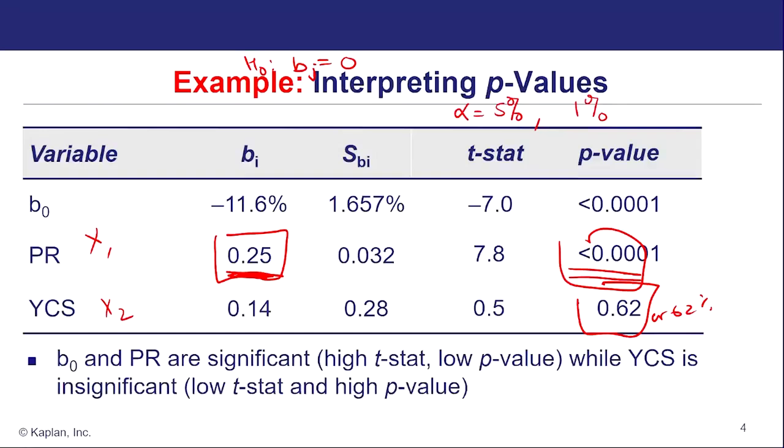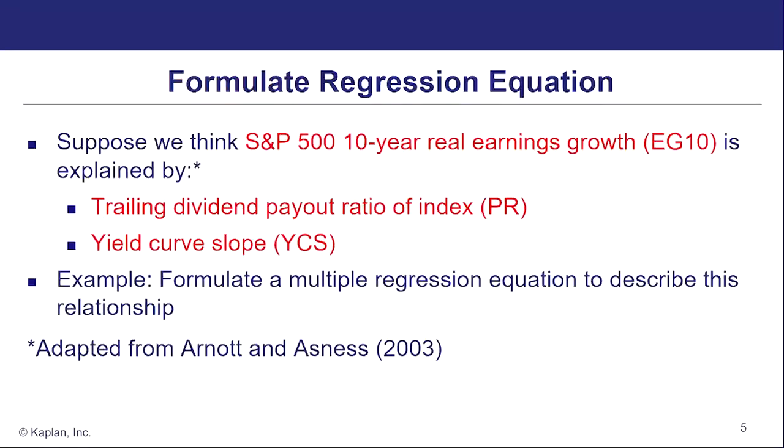Now we want to control that estimation error. We want that chance to be less than 5%. Well, this is obviously not less than 5%. It is 62%, which is obviously more than 5%. And so we say, well, it is close enough to 0. We can't put too much faith in the estimated value of that coefficient to be able to use that variable in our model. All right.